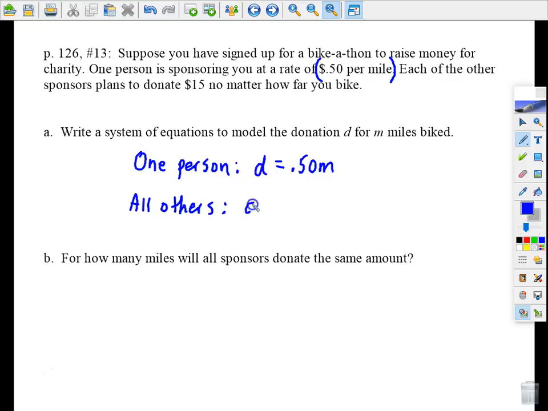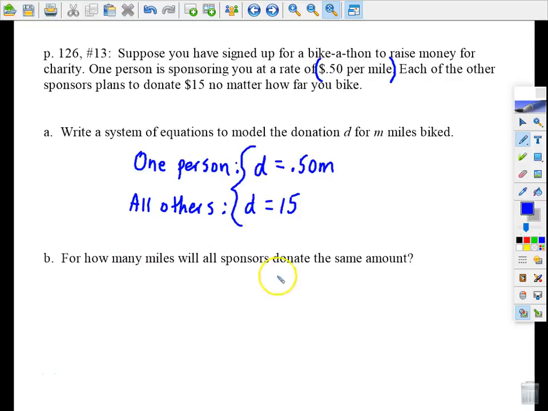their donation isn't based on a certain number per mile, so there is no constant rate of change in the donation based on the number of miles biked. It's just a flat $15. Whether you bike 1 mile or 30 miles or 300 miles, it really doesn't matter. They're going to give you $15, and so that makes it easy. There is no constant rate of change. It's just strictly $15, which is like saying that's your y-intercept, 0m plus 15. All right, so there's your system.